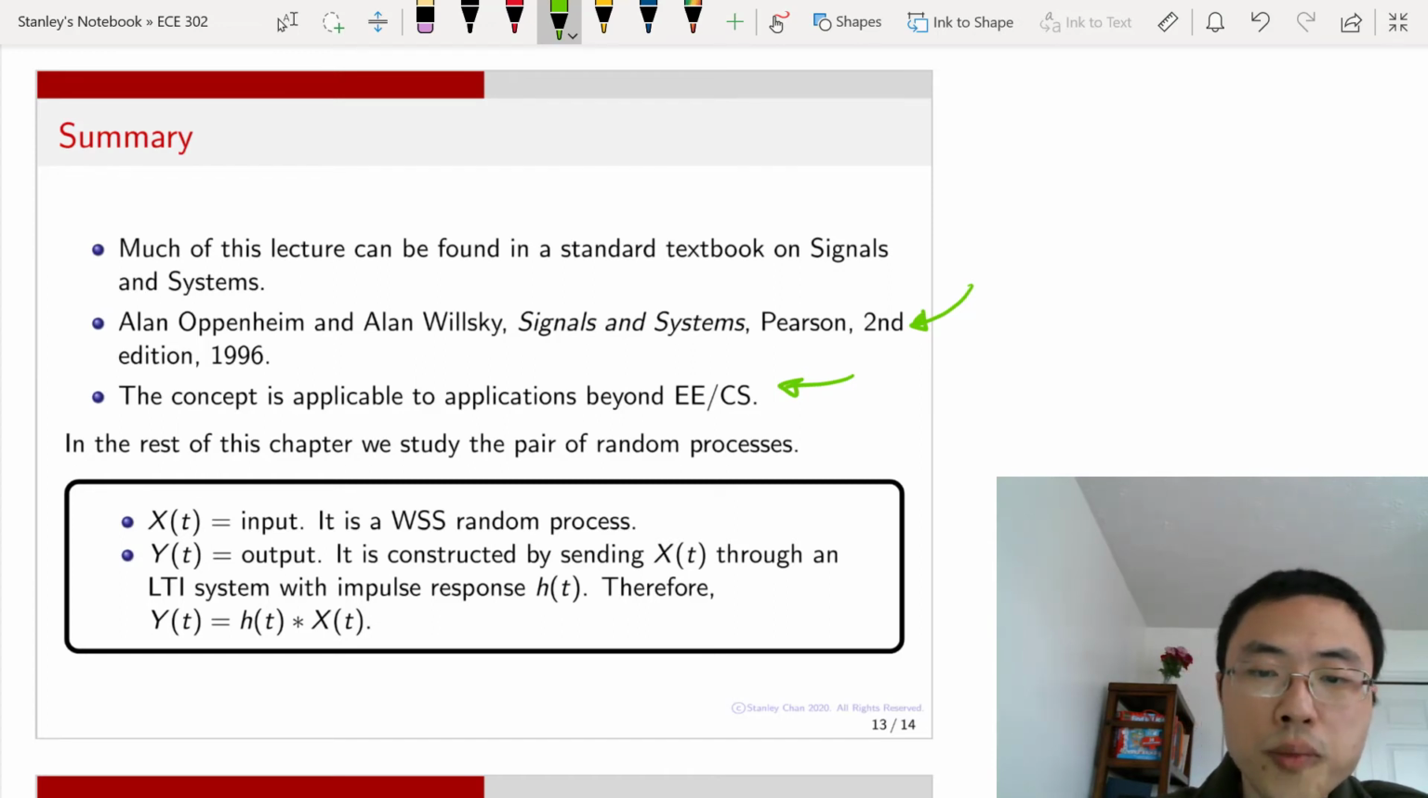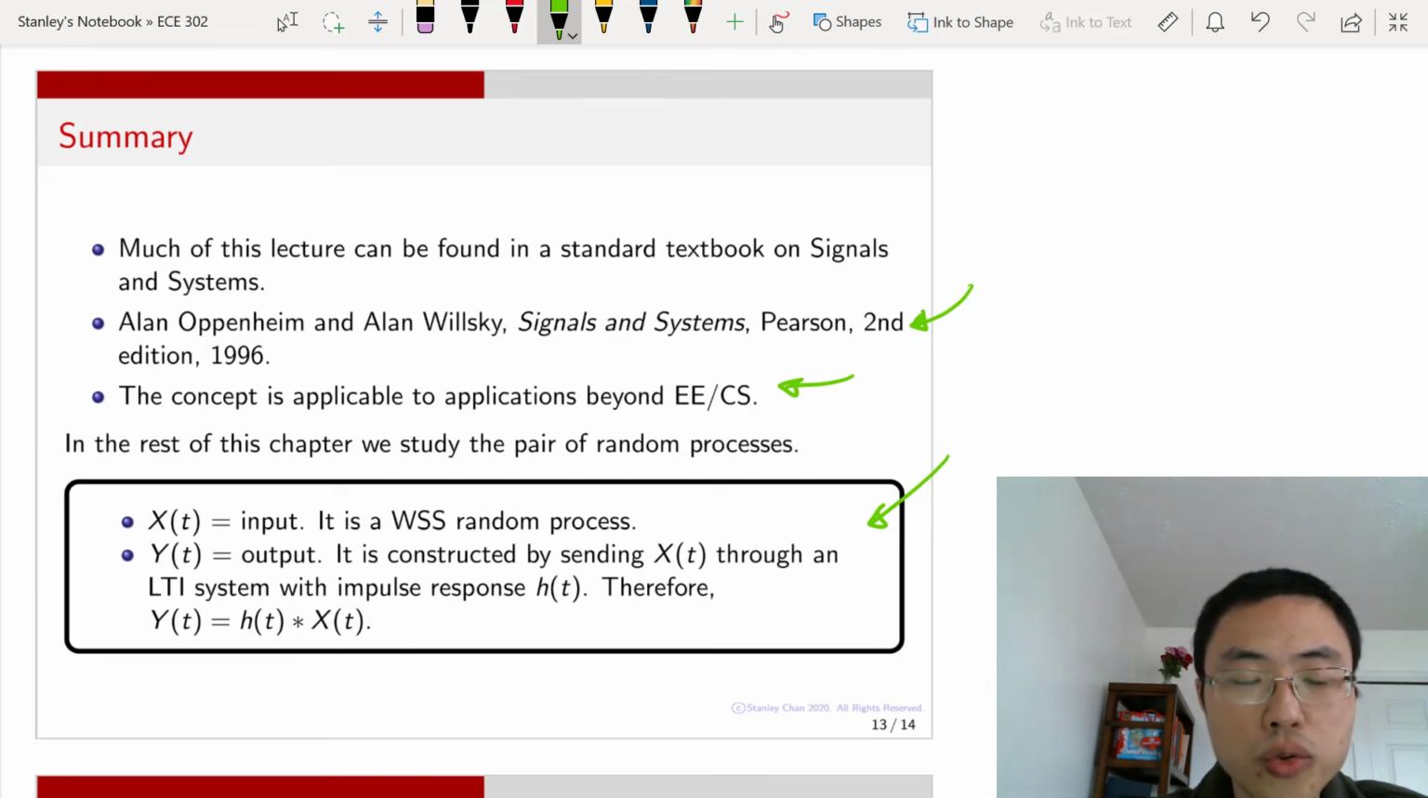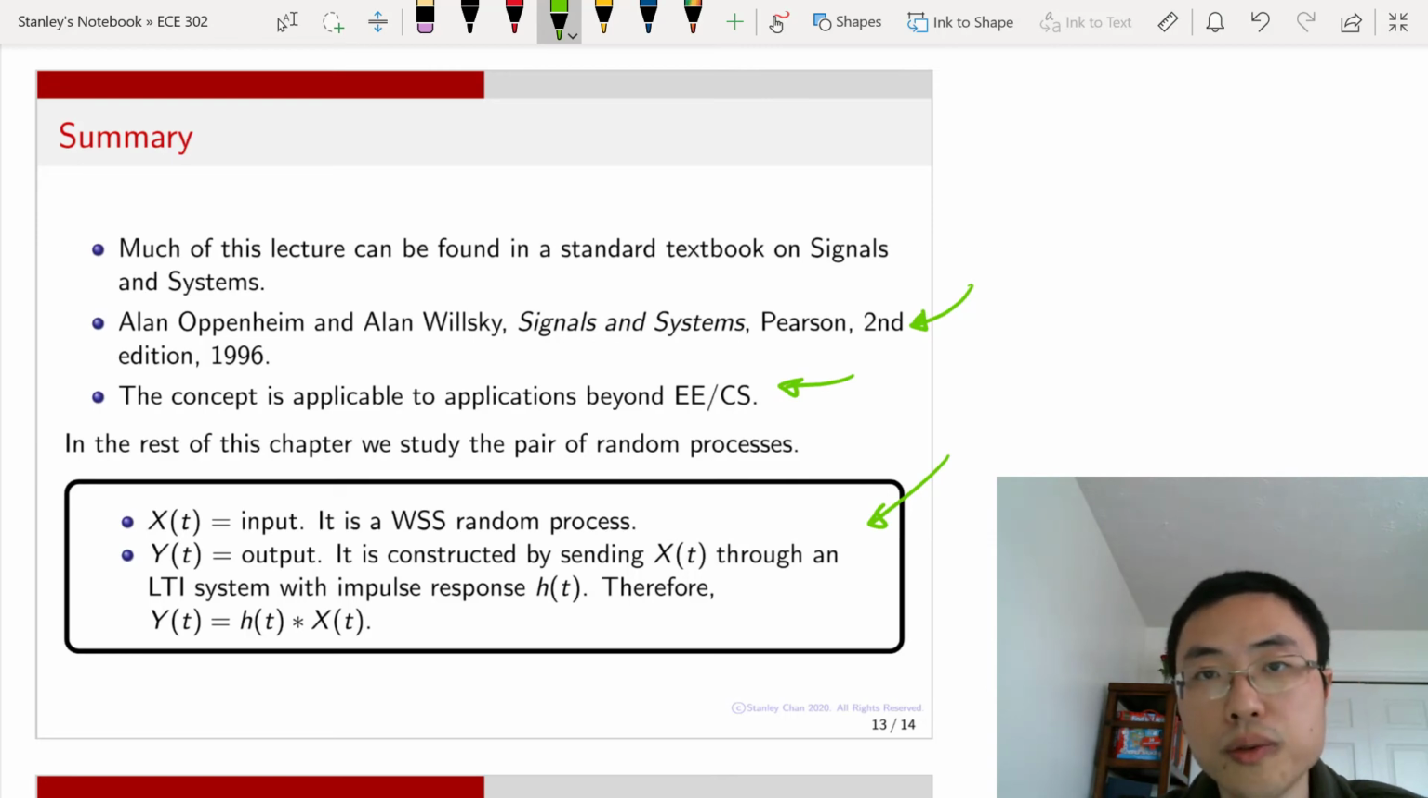All right, so in the rest of this chapter, what we are going to study will be the following. We assume that x of t is an input, y of t will be the output, and then we want to look at this LTI system related by this convolution operation.